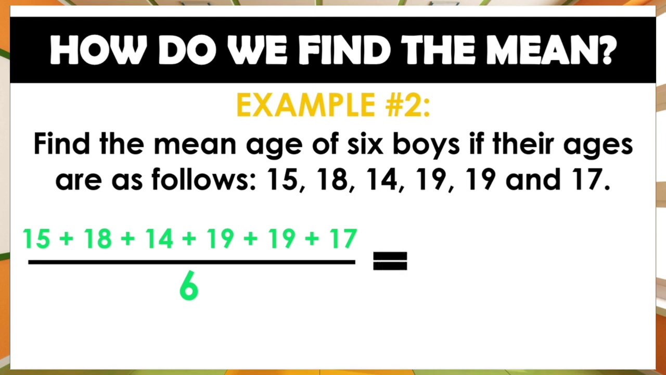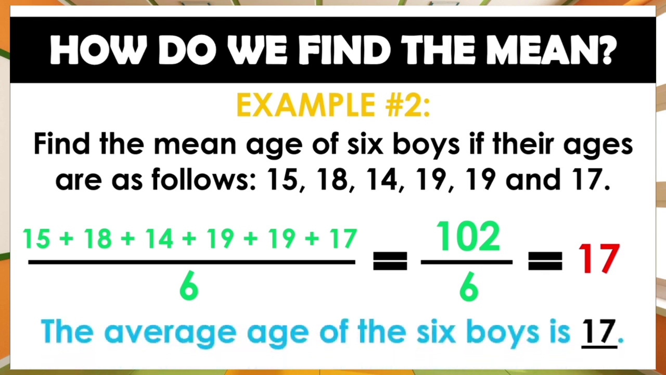Adding these numbers, we get 102, then divided by 6. The final answer is 17. Therefore, we can say that the mean or average age of the 6 boys is 17 years old. Did you understand that, class? Very good. Now, let us solve the last example.